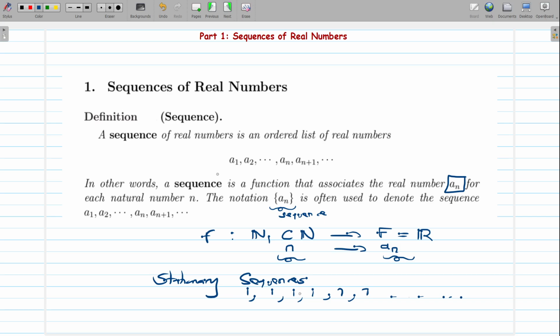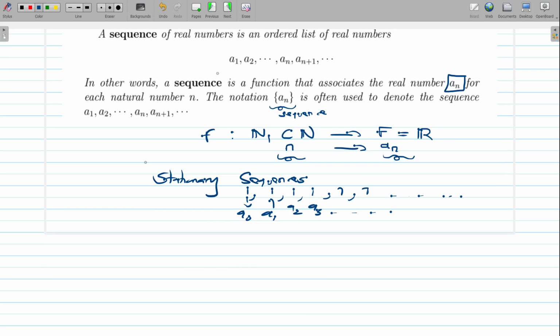This is a stationary sequence because all the terms, all the numbers, are the same. So we basically have a 1. This is a stationary sequence starting from the very first term. This is going to be a0, then a1, then a2, and then a3, and then we have the other terms there. We can also have a sequence like this one, for example.